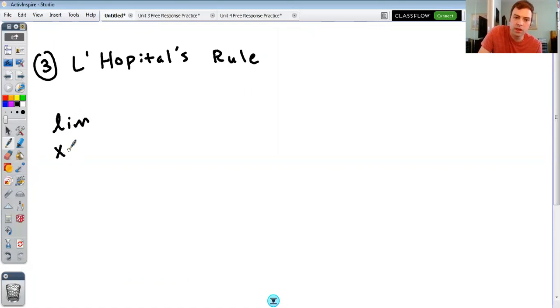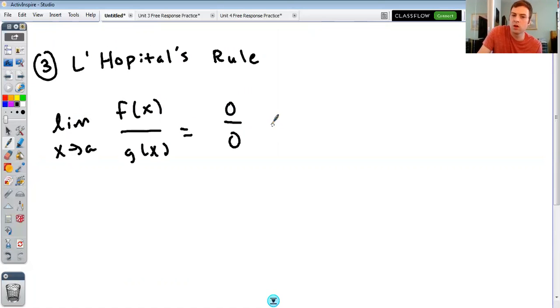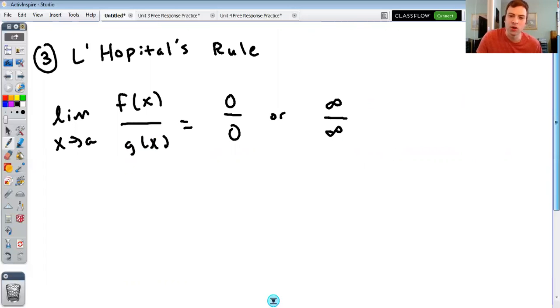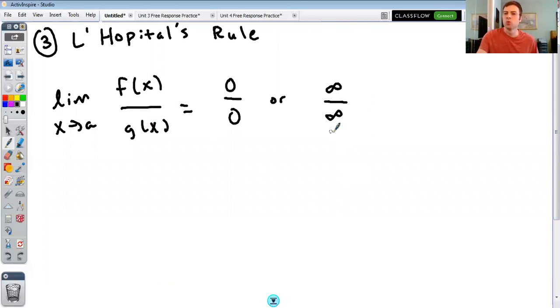So if the limit as x approaches some value of f of x over g of x takes on an indeterminate form, 0 over 0 or infinity over infinity, or my BC guys will know there's a ton of these that we did. We'll need to look back at those. We don't have time for that right now, but look back at all those indeterminate forms. So most of them revolved around getting it back into one of these two forms.